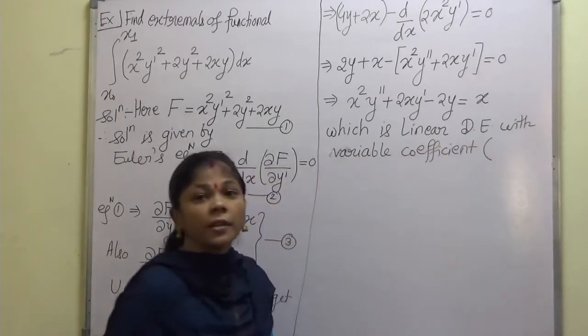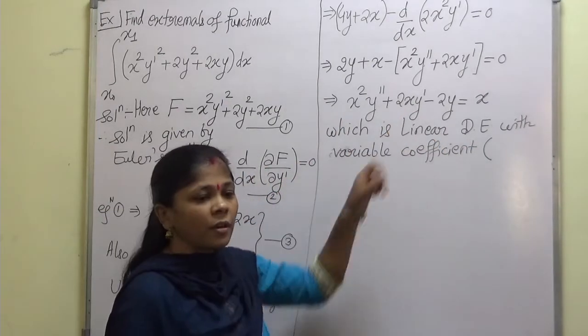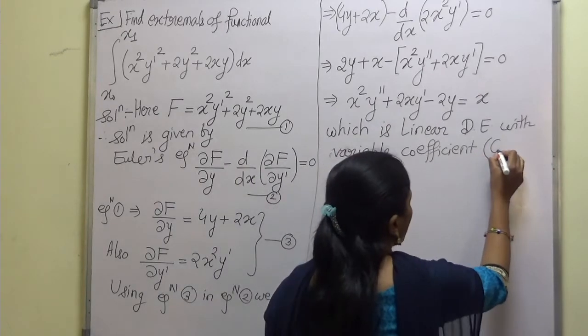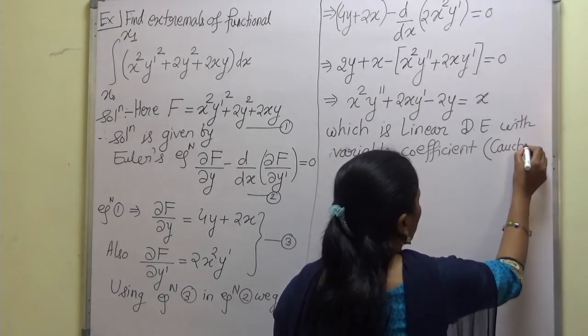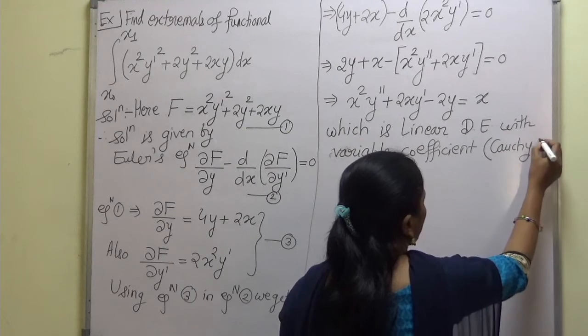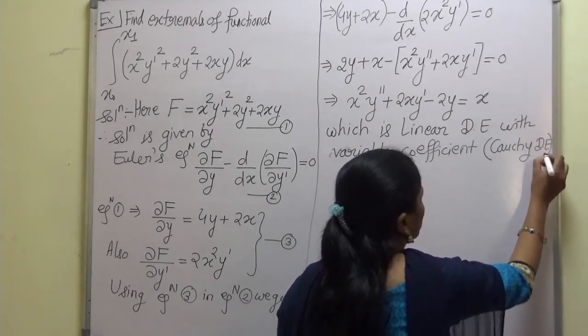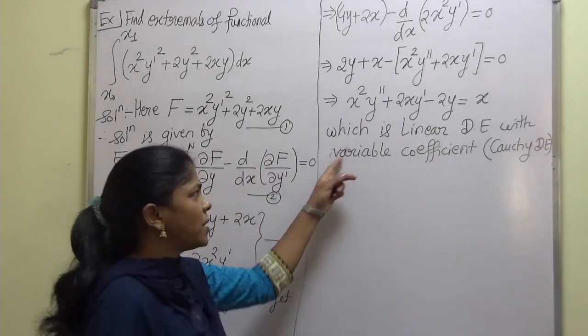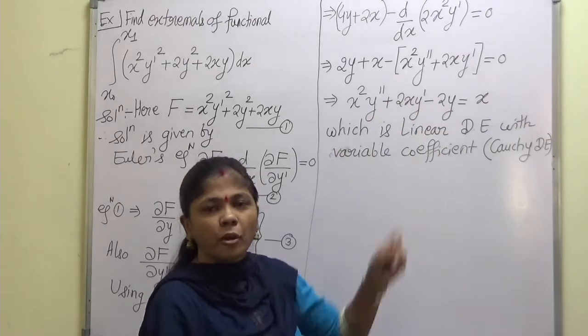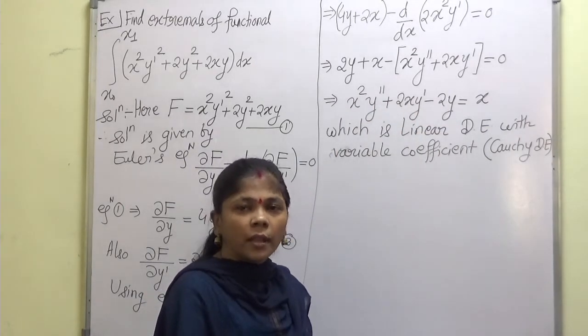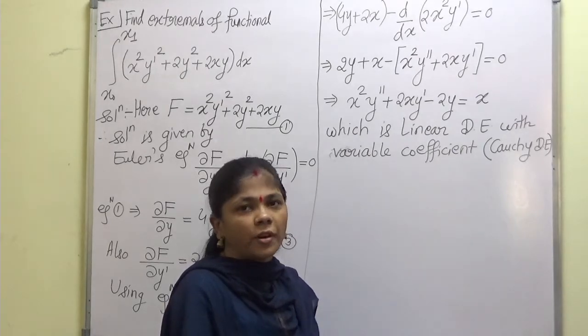And this has a particular name. What is the name of this equation? This is nothing but a Cauchy differential equation. We have seen that if we have such a format in the differential equation, then this is nothing but a Cauchy differential equation.